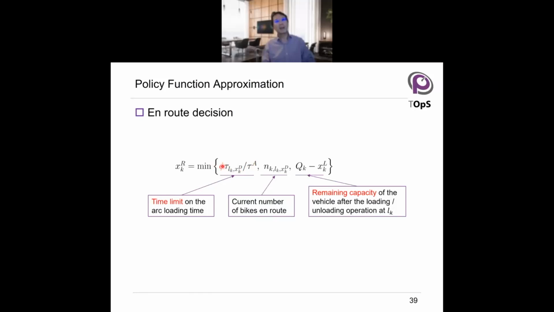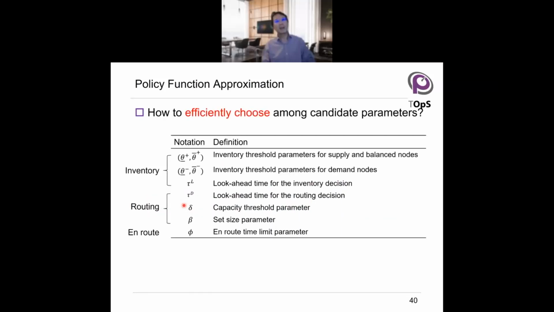And we take a parameter to put a limit because we don't want the mover to spend an infinite amount of time, only collecting as many bikes as possible on the route. They need to satisfy the demand at the gathering points. So this is the meaning of this time limit.